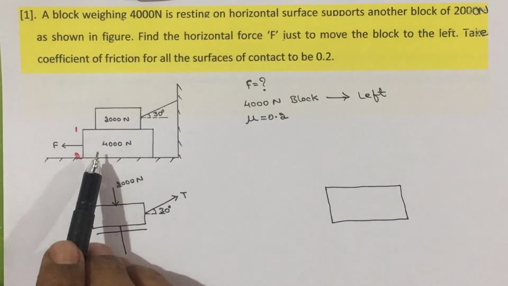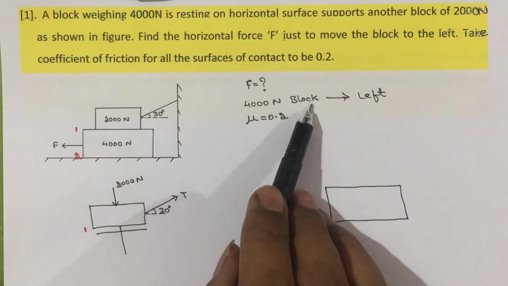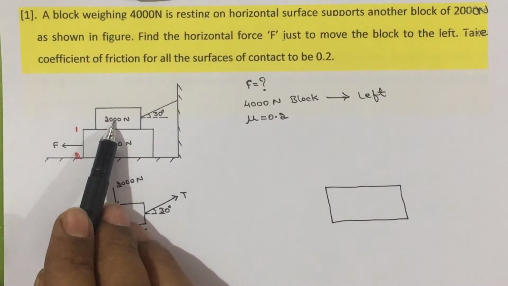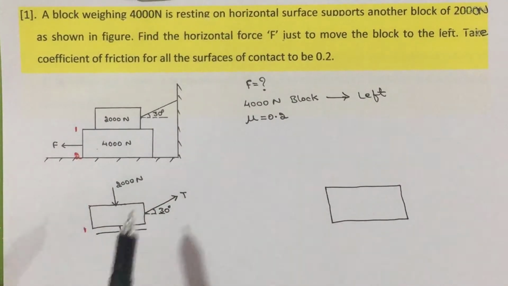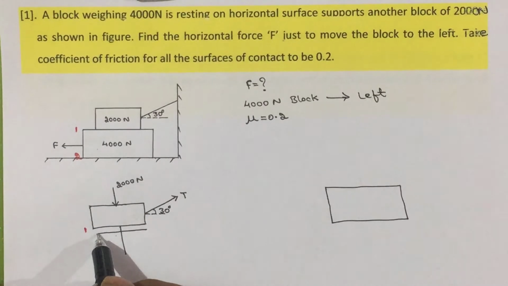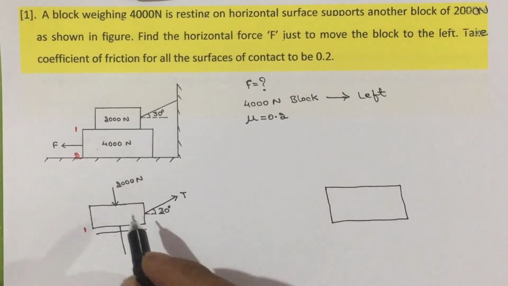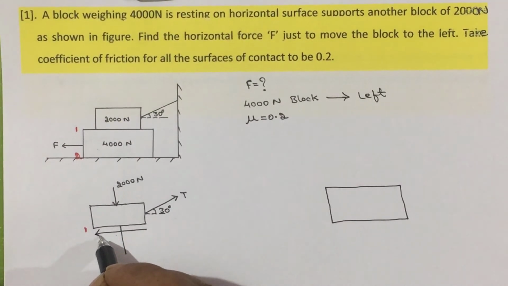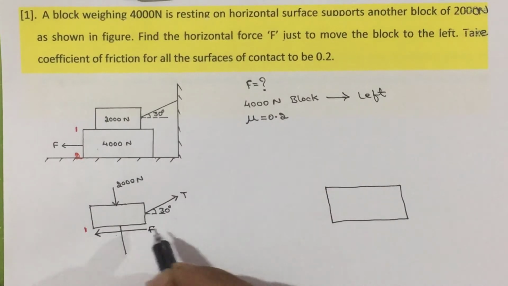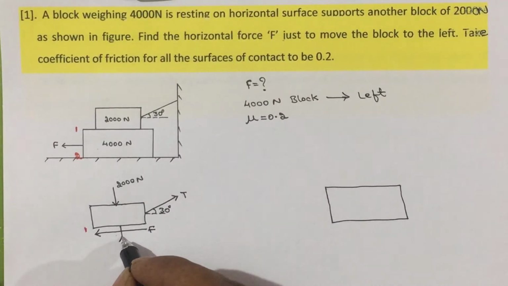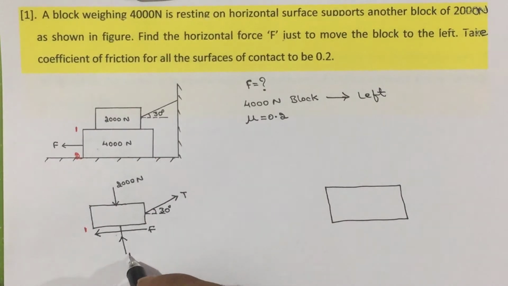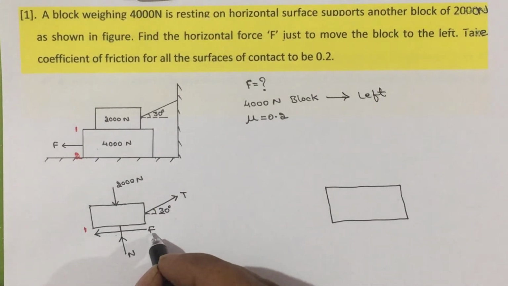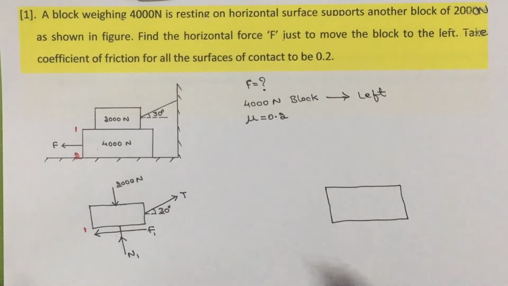Now, observe carefully. In the given problem, the 4000 Newton block is moving leftward. Then the 2000 Newton block relatively moves rightward. Then this parallel force, nothing but the frictional force, will act opposite to the motion. This 2000 Newton block is moving rightward, so the friction force will act leftward. Then this is the normal reaction N, which acts perpendicular to the plane. Since F and N act at contact surface 1, we write them as F1, N1.